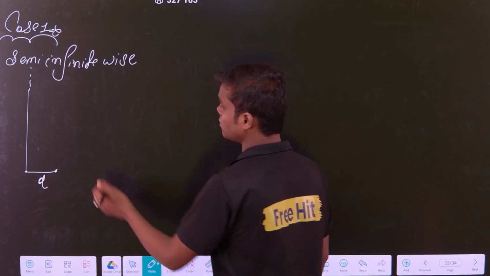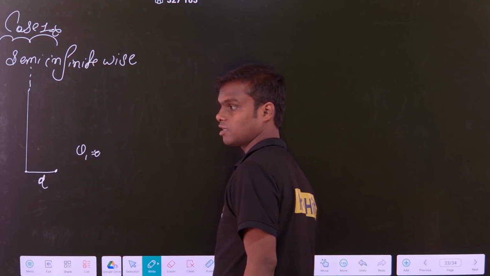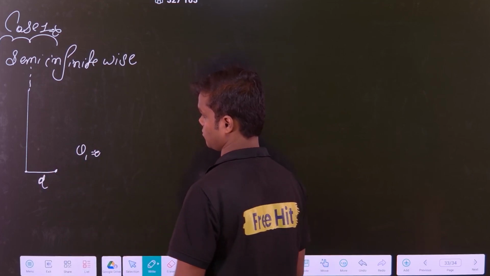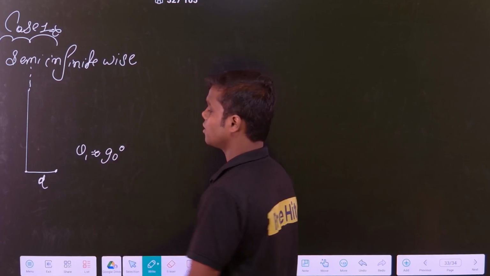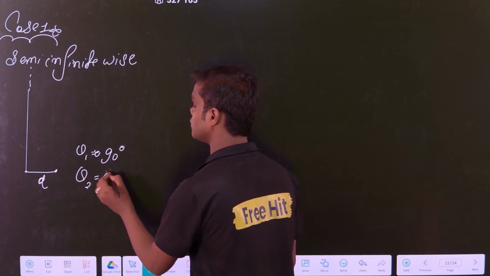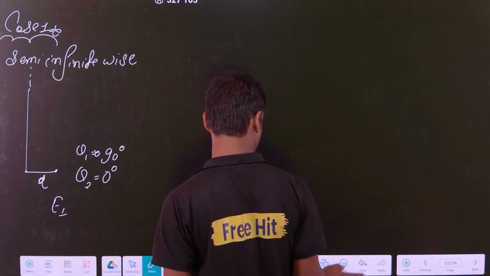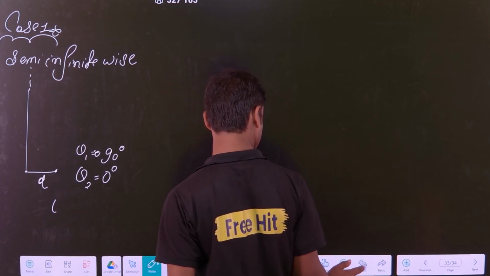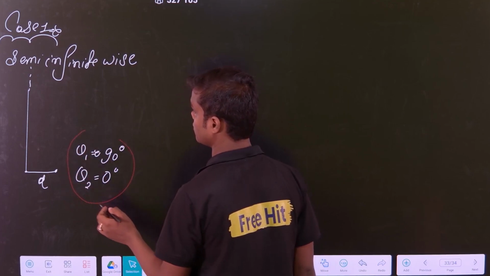So what is my theta 1? Theta 1 will be almost 90 degree, correct? What is my theta 2? Theta 2 will be 0 degree. So first, what is E perpendicular? Let me write it somewhere else. 0 degree, correct?